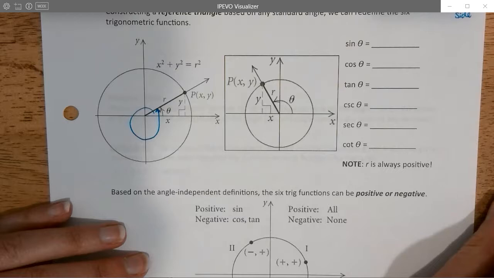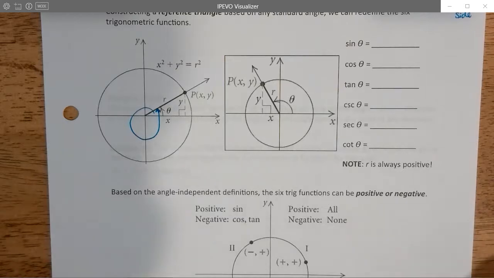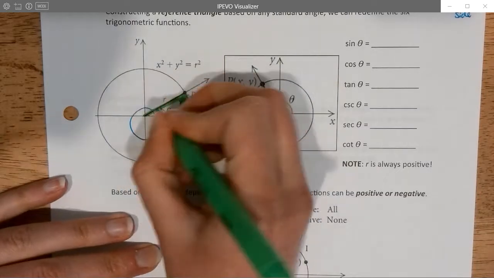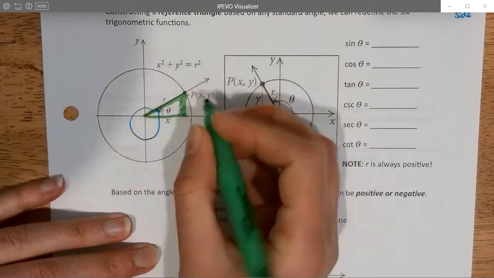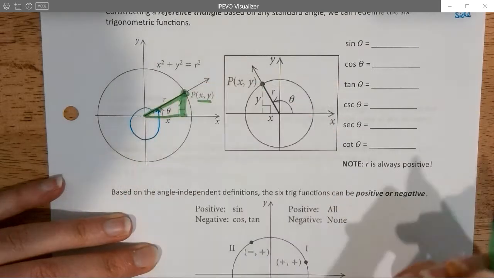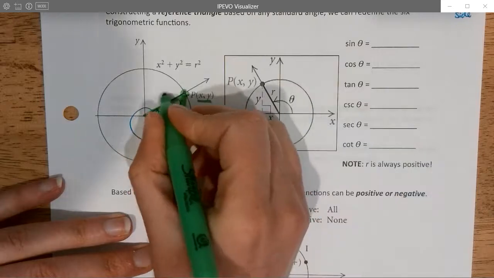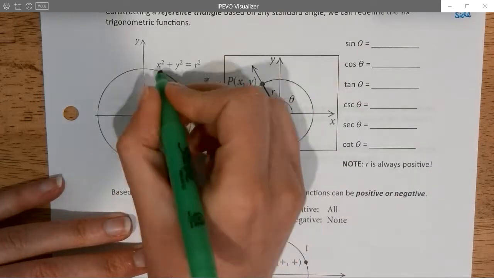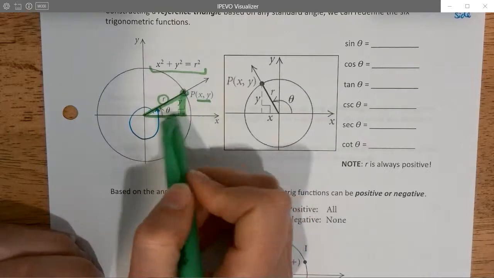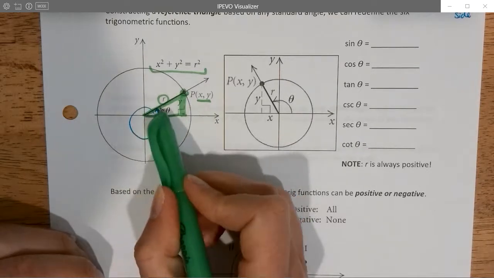So we define this based on this circle pattern right here, and we define this triangle to be x, y, where this point right here has coordinates x, comma, y, and then r is the radius of that circle, because that's how the Pythagorean theorem is written. It's x squared plus y squared equals r squared, and that's the radius of the circle.